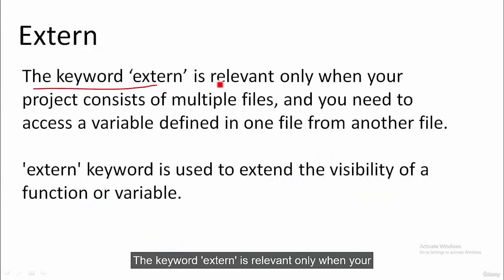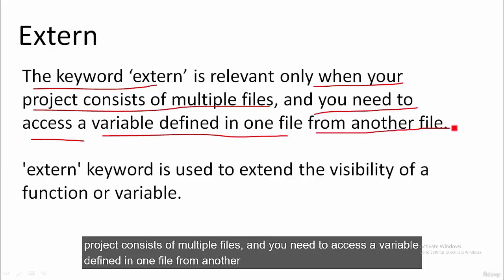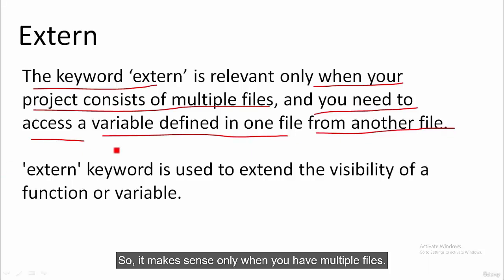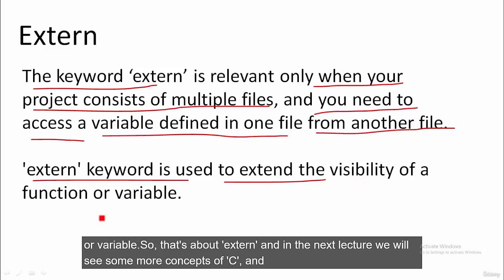The keyword extern is relevant only when your project consists of multiple files and you need to access a variable defined in one file from another file. So it makes sense only when you have multiple files. Otherwise, you need not use extern. The extern keyword is used to extend the visibility of a function or variable.